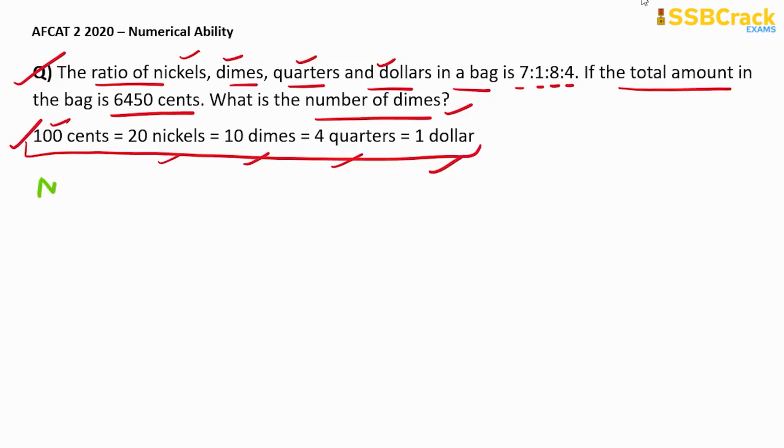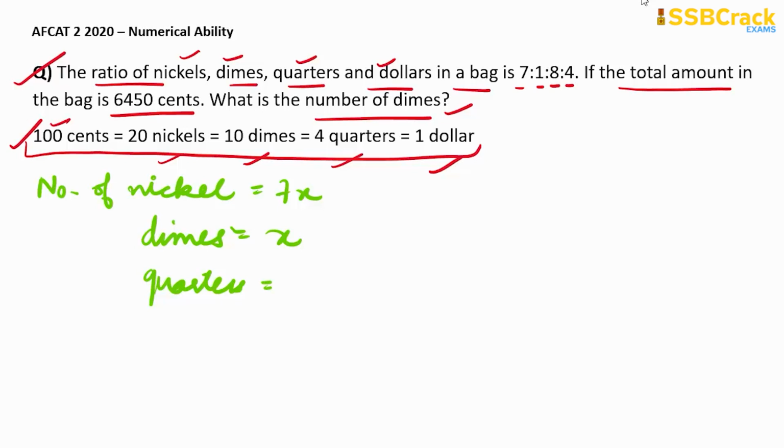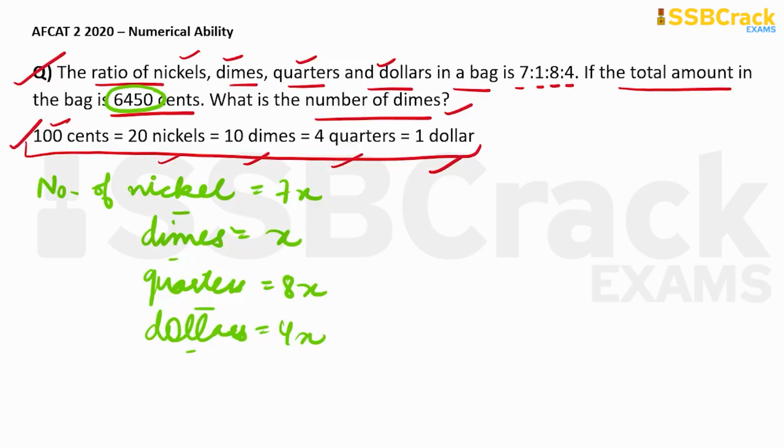Firstly, we will let the number of nickels be 7x, the number of dimes be x, the number of quarters be 8x and the number of dollars be 4x. Now it is given that the total amount in the bag is 6450 cents. So first of all, we have to convert these nickels, dimes, quarters and dollars into cents. And how can we do that? By using this particular conversion scale.